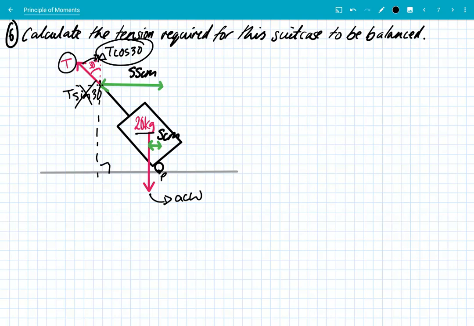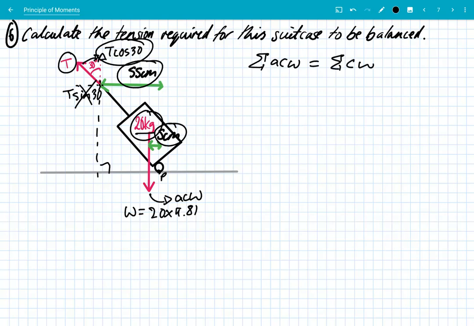We've got everything almost sorted. We've just got to remember that this is a mass, so we need to use the weight, which is 20 times 9.81. We're not going to use the mass, we're going to use the newtons, the weight. And we've got to remember that we've got these distances in centimeters, and we always want to convert to meters. So we always start every single one of these problems with the sum of the anti-clockwise moments is equal to the sum of the clockwise moments.